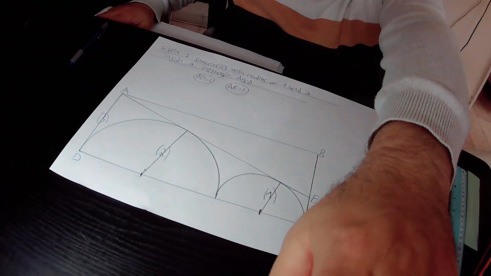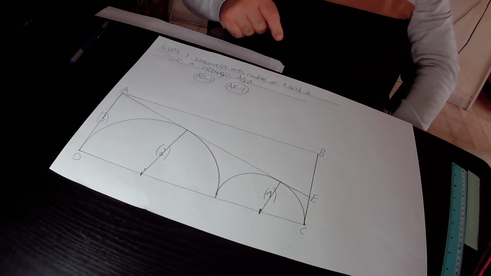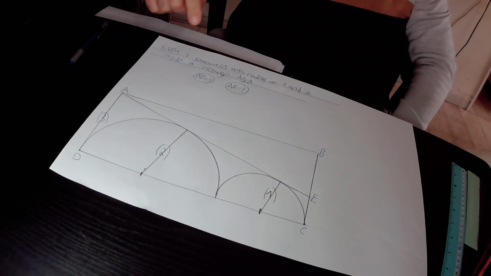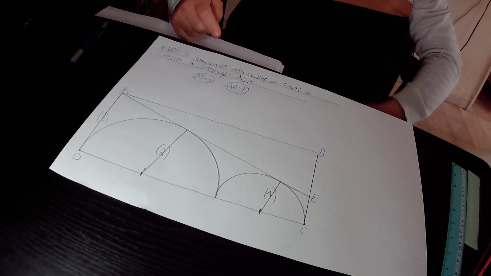Hello, in this lecture we'll find out the length of line segment AE. In the drawing we have rectangle ABCD. We know that side AD of this rectangle is equal to 4 units in its length.